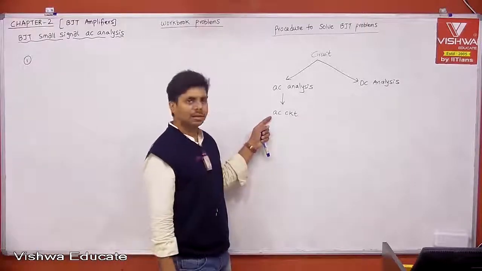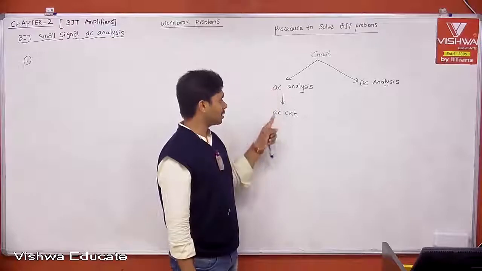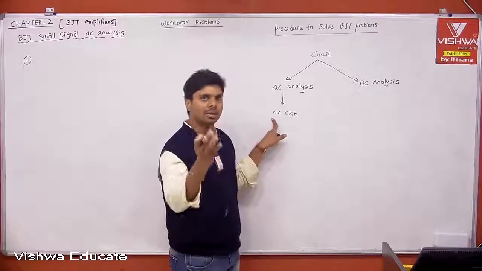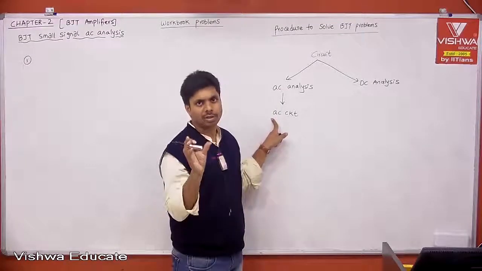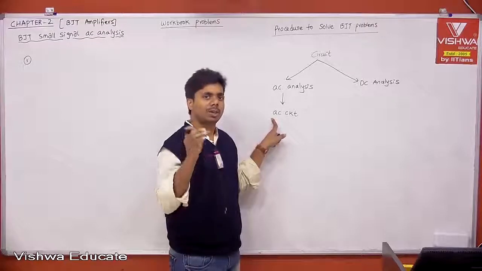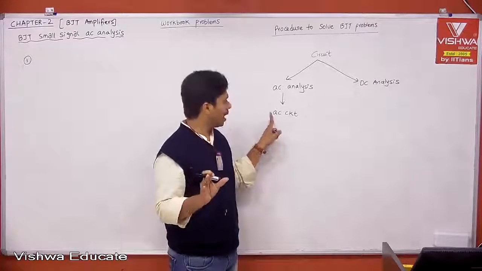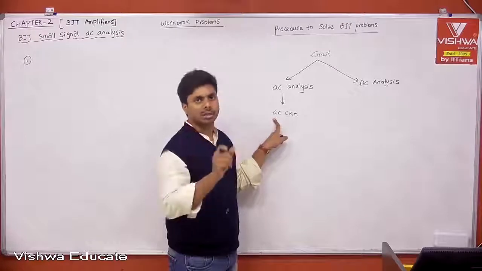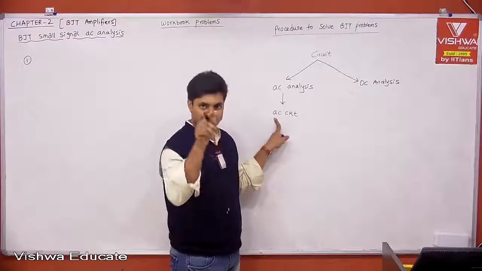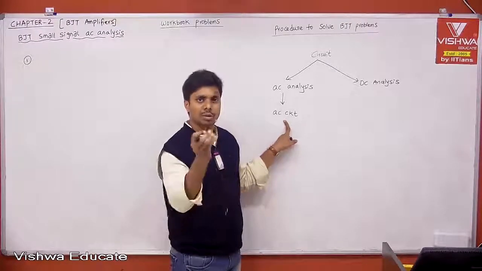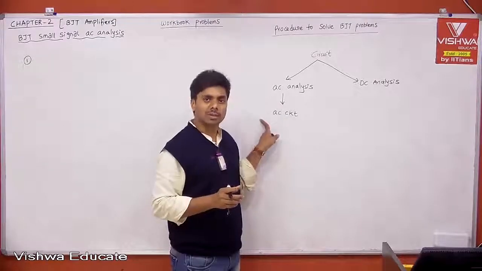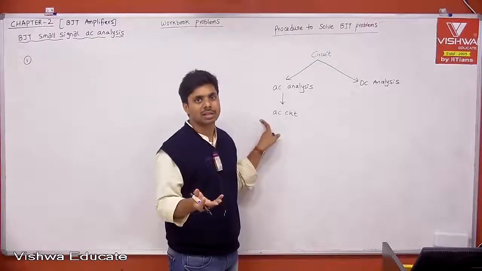If there is an inductor, for AC analysis your inductor will act as an open circuit. Even if it is offering some impedance or reactance, you can treat it as open circuit. And if there is a capacitor, short it. If there is a voltage source, short it. If there is a current source, open it. If there is an AC voltage source, keep it, because we want AC signals.